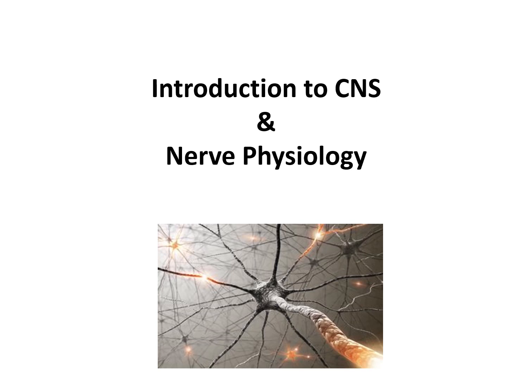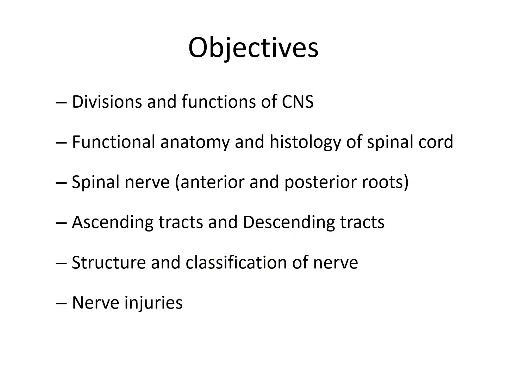So in this class we are going to see the introduction to the Central Nervous System and nerve physiology. The divisions and functions of the Central Nervous System. Functional anatomy and histology of the spinal cord, the spinal nerve, that is the anterior and posterior roots of spinal nerves, ascending tracts and also the descending tracts, and structure and classification of nerves and nerve injuries.